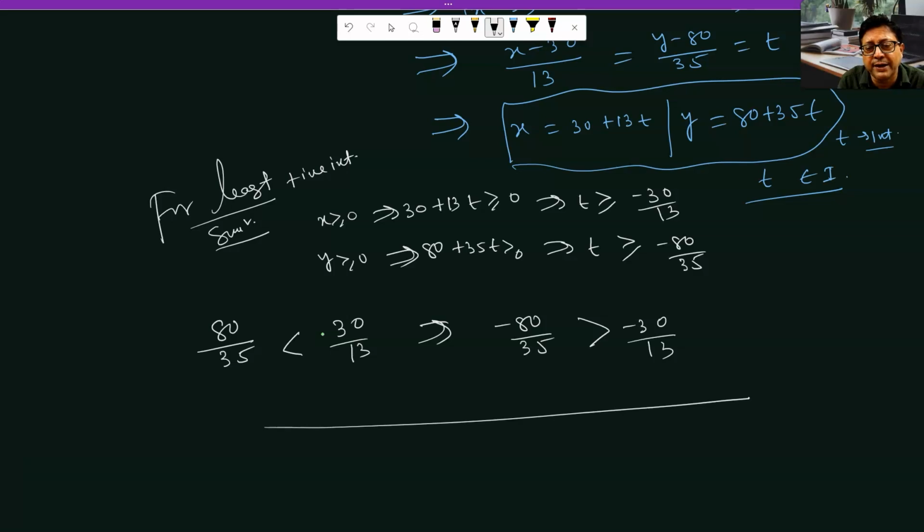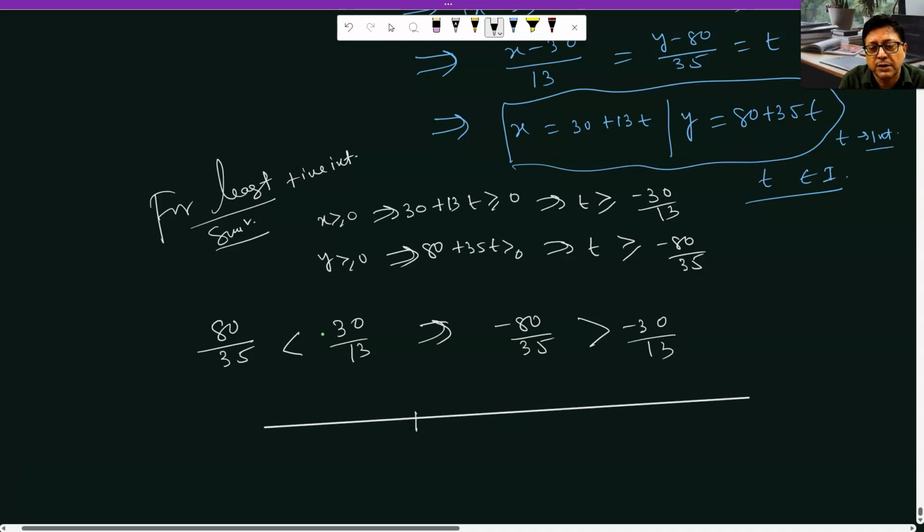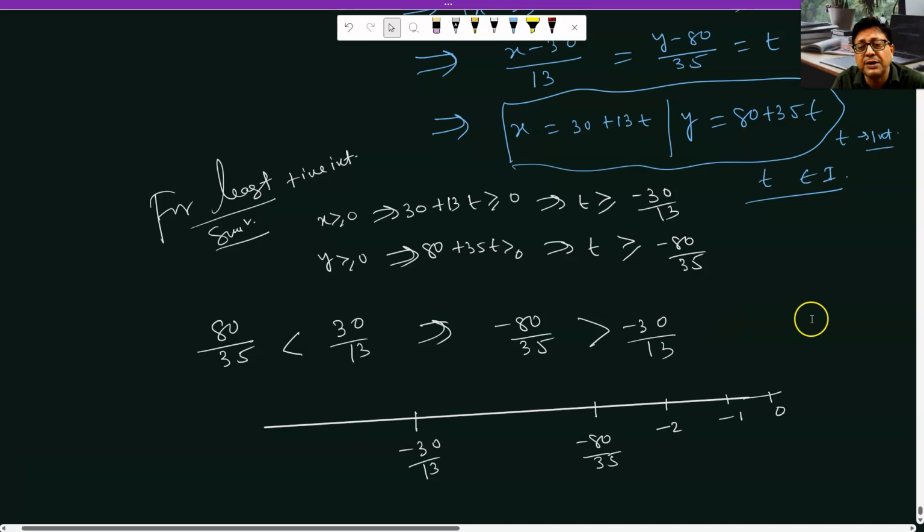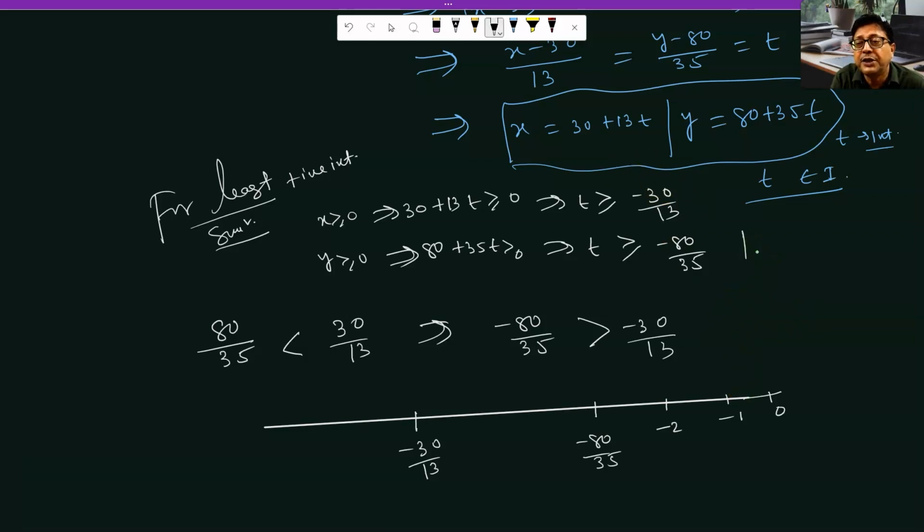On the number line, if you plot minus 30 by 13, it is minus 2 point something. This is also minus 2 point something. So the next integer is going to be equal to minus 2. So you take that one, minus 2. Minus 1 comes later, 0 comes later. So t equal to 0 will not give you the initial solution. t equal to minus 2. Now for t equal to minus 2, let's see what happens.